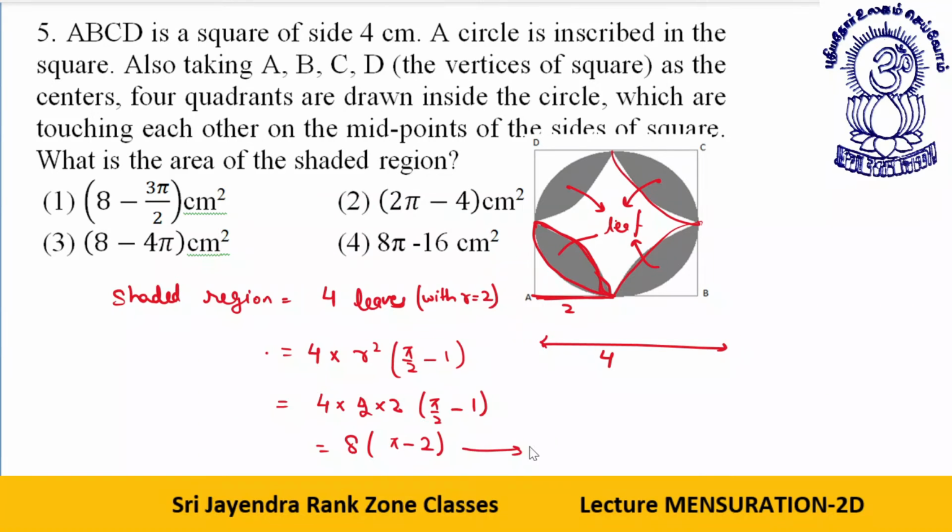8 into pi minus 2, or 8 pi minus 16 centimeter square, which is option number 4. Am I clear, dear students? Fine. This is your answer.